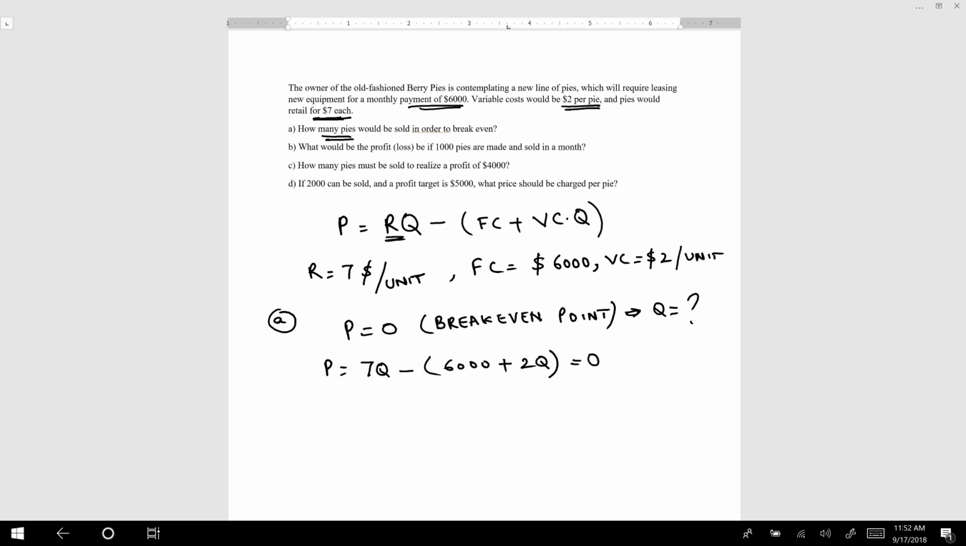So now we have to determine what would be our Q. So 7Q minus 6,000. So if I remove the parenthesis, this will be minus 2Q is equal to 0. And then 7Q minus 2Q is 5Q minus 6,000, is equal to 0. So this will be 5Q is equal to 6000. So Q will be 6000 divided by 5, which is going to give us 1200 pies. So they have to sell 1200 pies per month to break even.